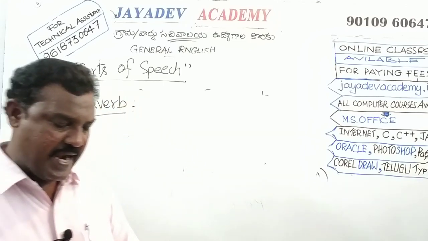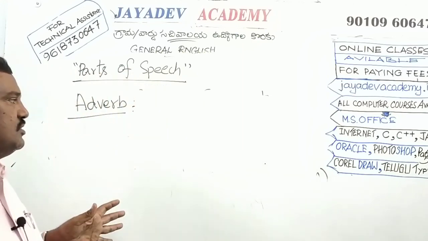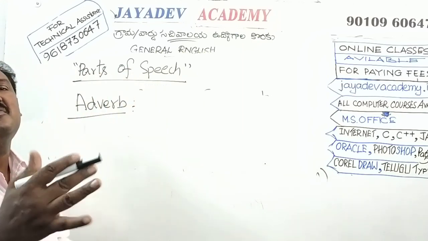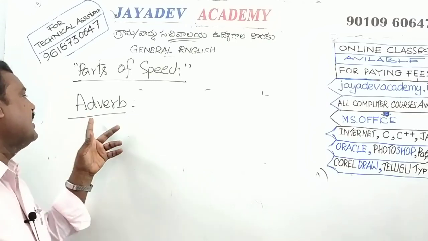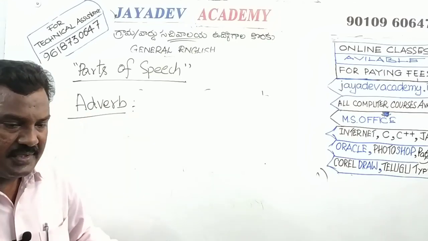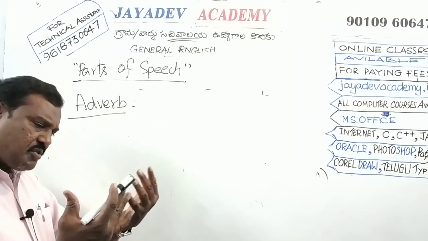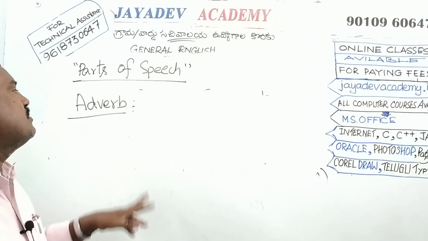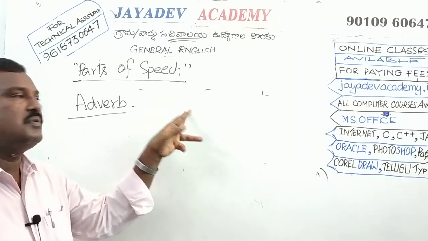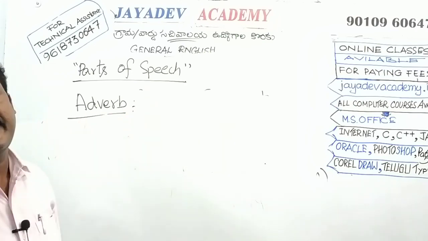What is meant by adverb? Adverb is a word which adds meaning to the verb. The verb is described by the adverb. It increases or decreases it, whatever it may be. So some modification is taking place in the form of the verb. That function is done by the adverb.